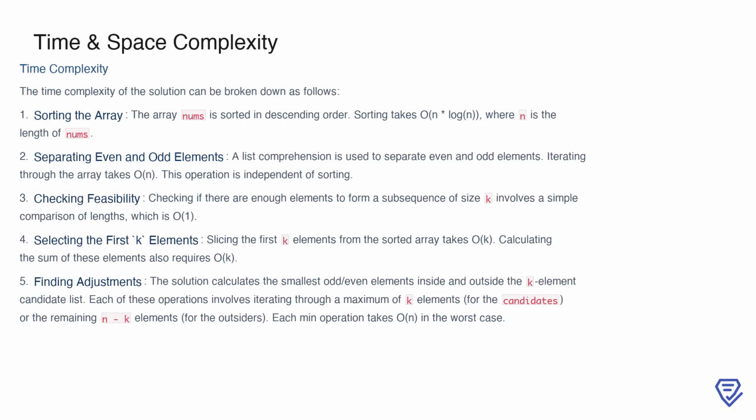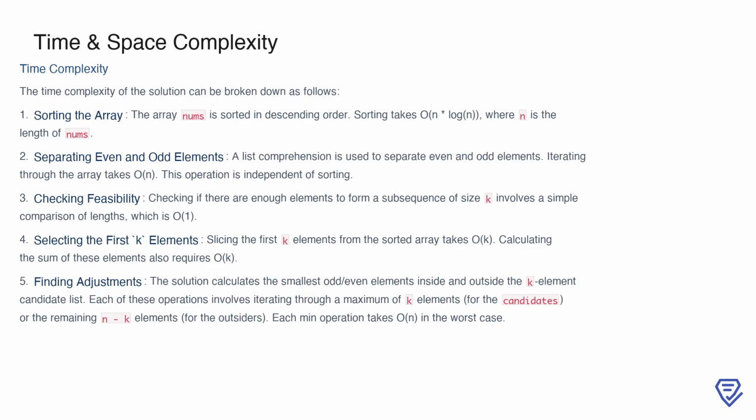To analyze the time complexity, we break down the solution into its main operations. First, the array nums is sorted in descending order. Sorting an array of length n requires O(n log n) time. Once sorted, we use a list comprehension to separate even and odd elements by iterating through the array, which takes O(n). These two steps are independent of each other. Next, we check if there are enough elements to form a subsequence of size k. This step involves a simple comparison of lengths, which is a constant time operation, O(1).